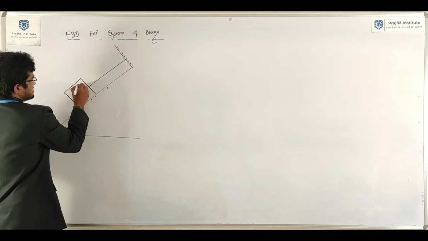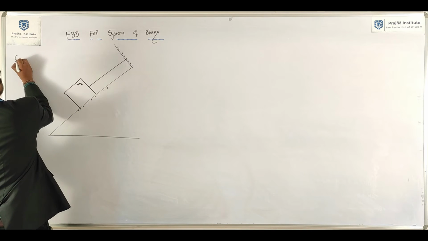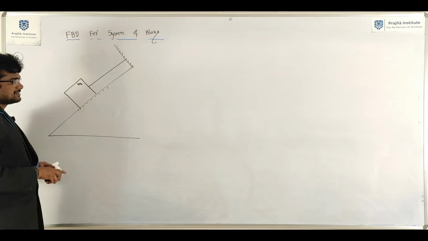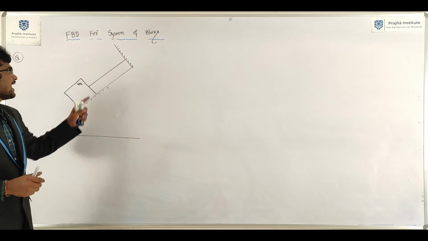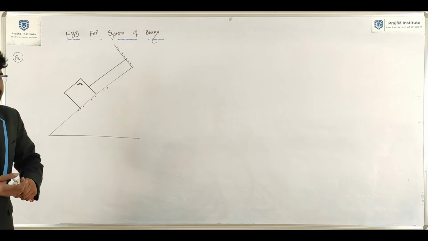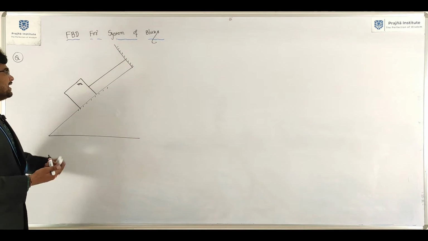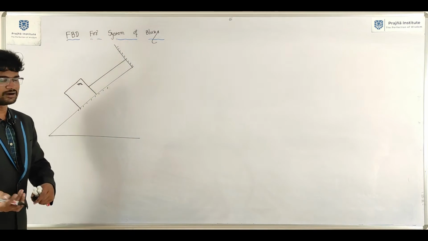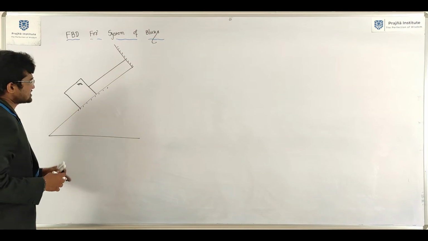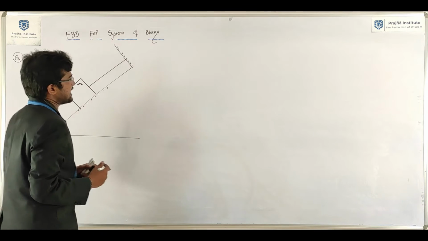A block of mass m. This is the thing, it is hanging. It is a string actually, an inextensible string. Now we need to build an expression for the mass of the block. This is also one of the questions given in GATE. So first try to draw the free body diagram.